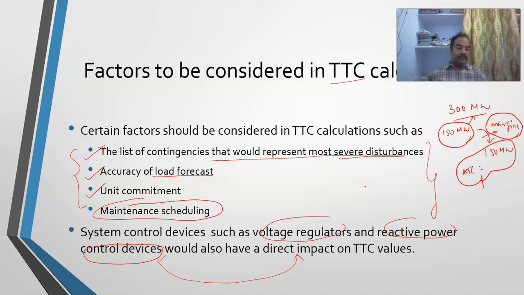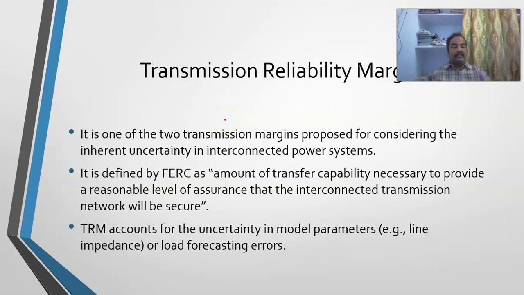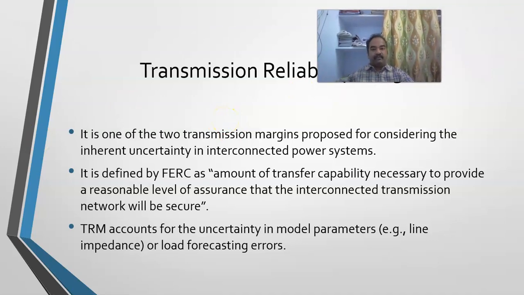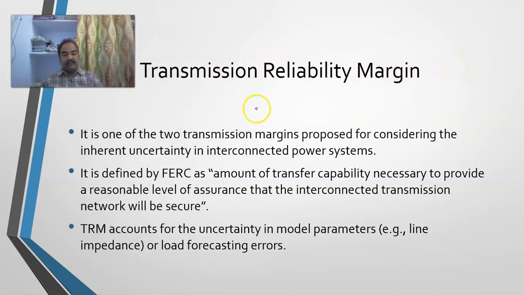There are two important margins which are generally considered in power systems. One such one is a transmission reliability margin. So a transmission reliability margin is generally referred as TRM. This is generally included to address one particular uncertainty, and as defined by the FERC, it is the amount of transfer capability which is necessary to provide a reasonable level of assurance that the interconnected transmission network will be secure.